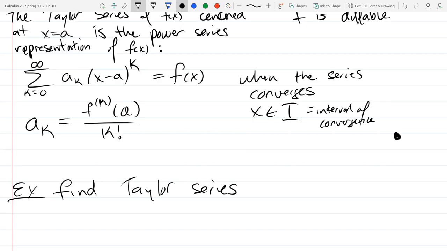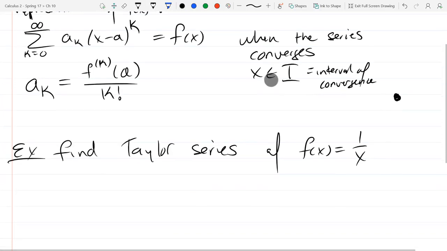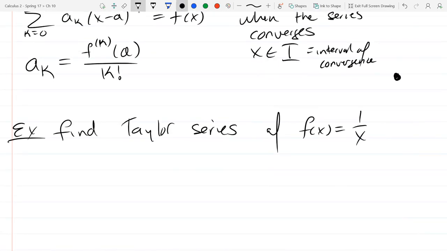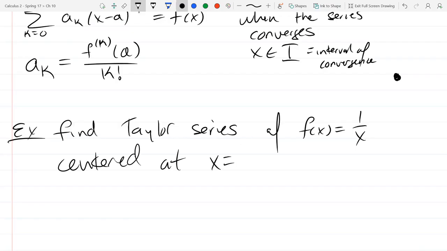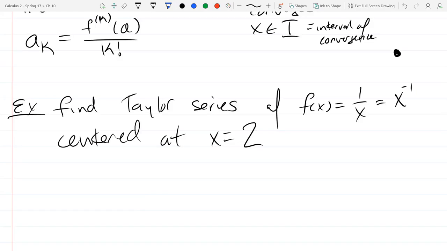First example, find the Taylor series of f of x equals 1 over x, and we'll center it at x equals 2. So the 1 over x function, also known as x to the negative first power. I chose a function for our first example that had relatively easy derivatives.